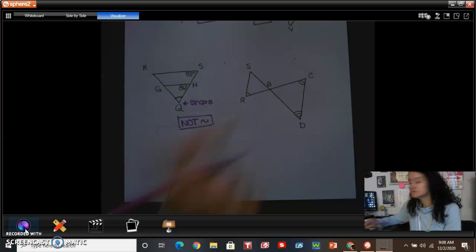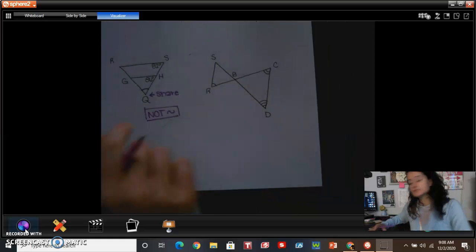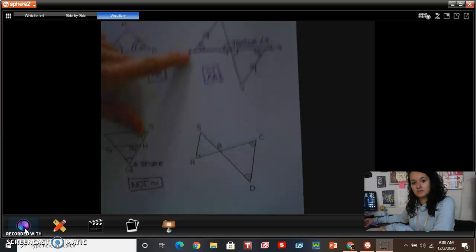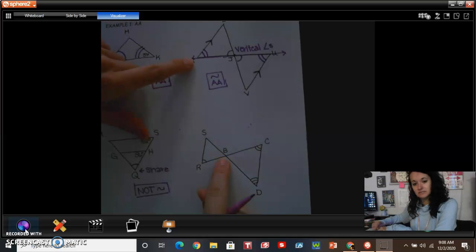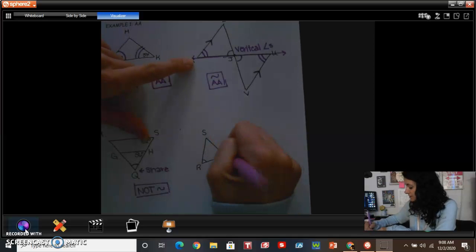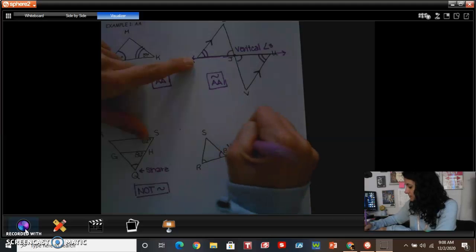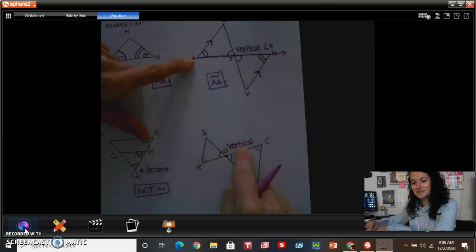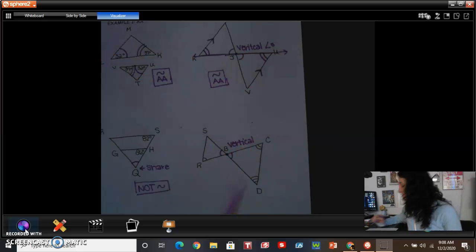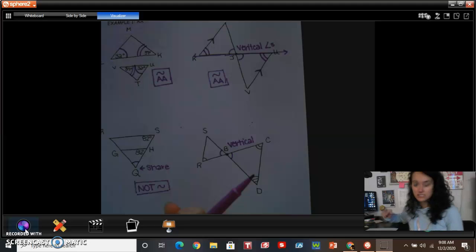All right, now let's look at this one over here. So again, just like this one up here at the top, the first thing I notice is B. We have a bow tie, which means we have vertical angles. Yeah, I did misspell it. I got it right that time. Okay, and we know that vertical angles are congruent. Now let's see what else we know.